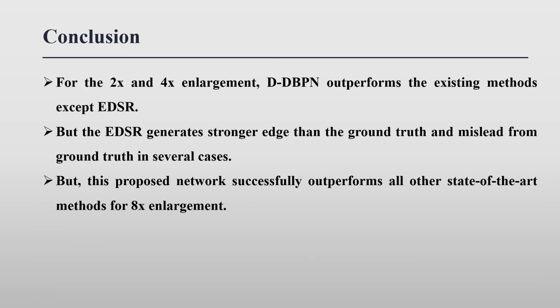Now coming to the conclusion: for 2 times or 4 times enlargement, the proposed dense deep backpropagation networks outperform existing methods except the enhanced deep super resolution network. Anyway, this enhanced deep super resolution network consists of more parameters compared to the dense deep backpropagation networks. The main disadvantage of the enhanced deep super resolution network is that it generates stronger edges which deviate from the ground truth, and it may mislead the ground truth in several cases. But the proposed dense deep backpropagation networks satisfy the ground truth in an appreciable manner.